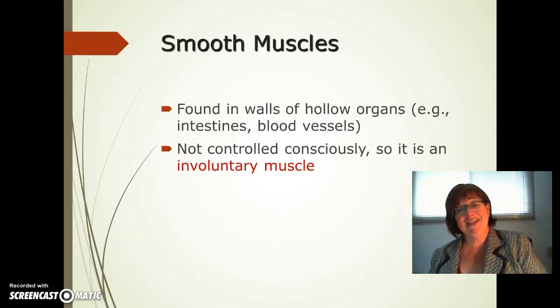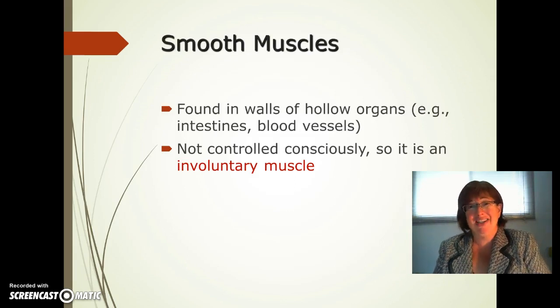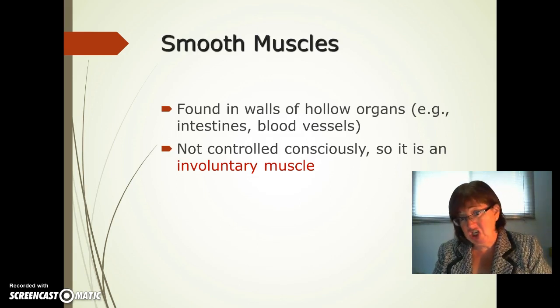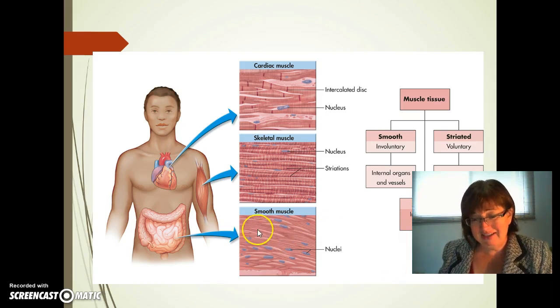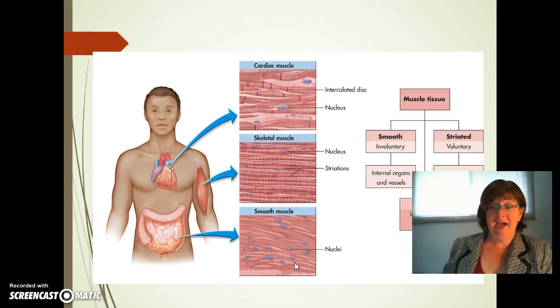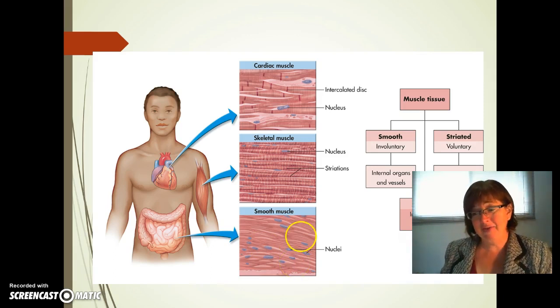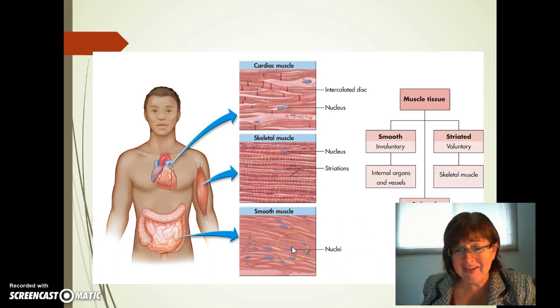The third type of muscle is smooth muscle, and smooth muscle is found in your hollow organs, such as your intestines and your blood vessels. It is controlled unconsciously, so it's involuntary. When you look at smooth muscle, they're long and tipped on each end. Someone said they look cigar-shaped, but I don't think they look like cigars. Anyway, they're long and pointed on the end, and they have lots of nuclei.